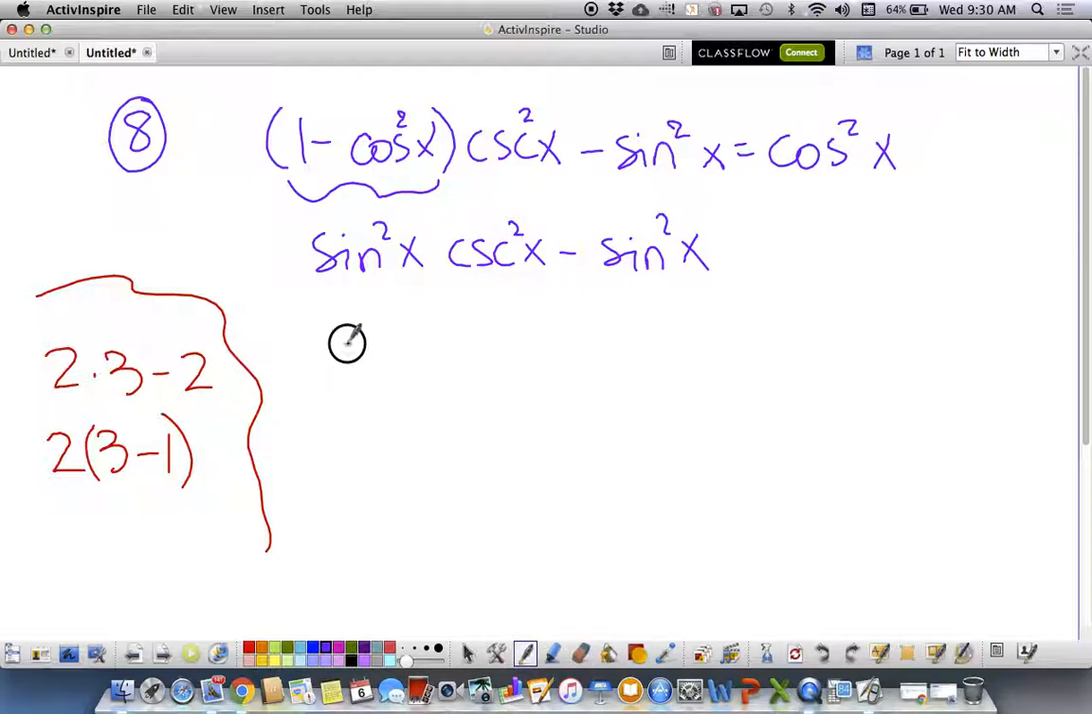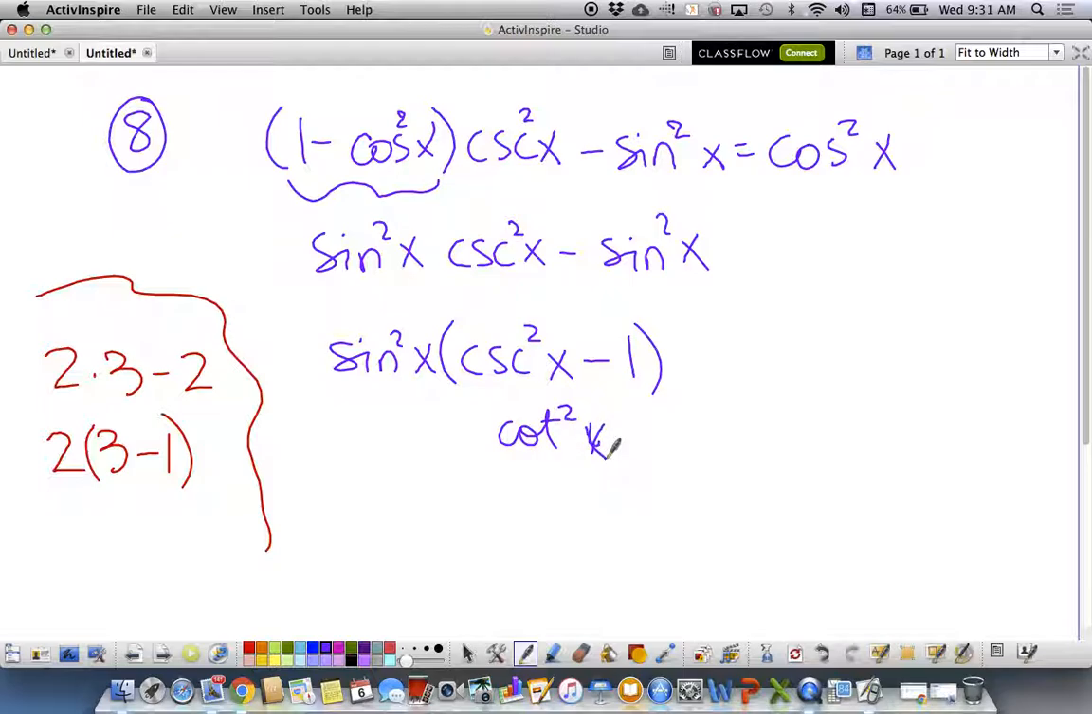Sine squared, and then you have cosecant squared x minus 1. Do you know what cosecant squared x minus 1 is on the back of your plate? It's cotangent squared. Do you see that? Yes. Cotangent squared. So this piece is cotangent squared.